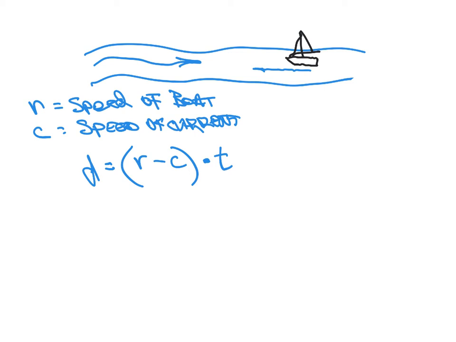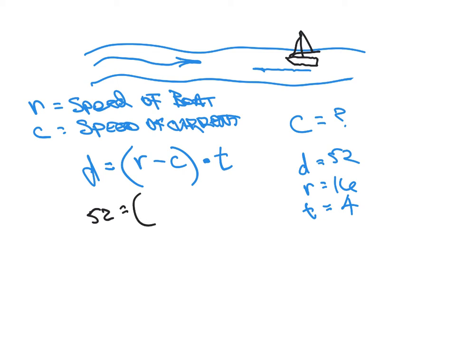All right, so we are looking for C. That's what it's asking us to do. We're trying to find the speed of the current. If D is 52 and R equals 16 and T equals 4 hours. So they gave us 4 variables, and they told us 3 of those 4 so that we're able to find C. So let's plug those numbers in. So we have 52 equals 16 minus C times 4.